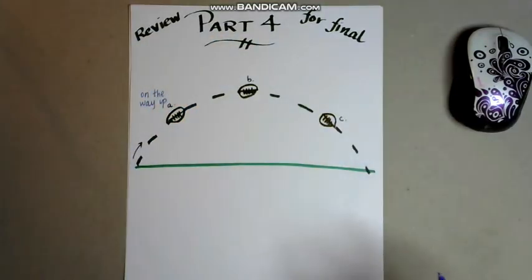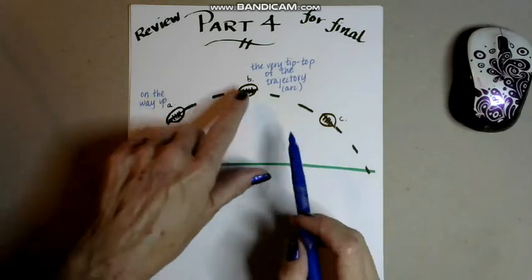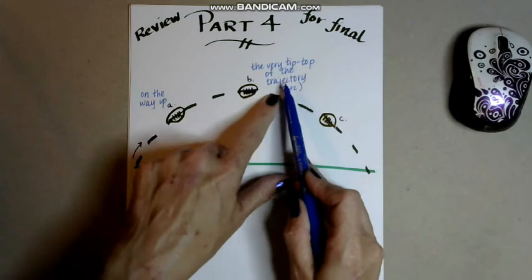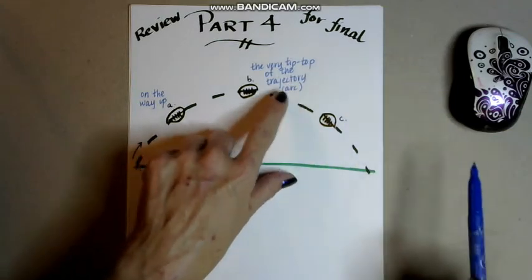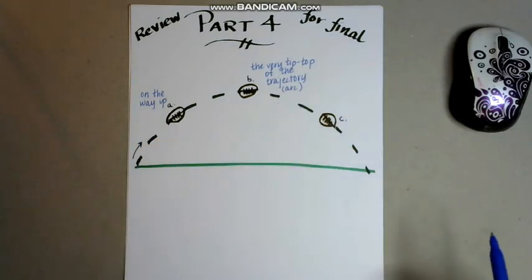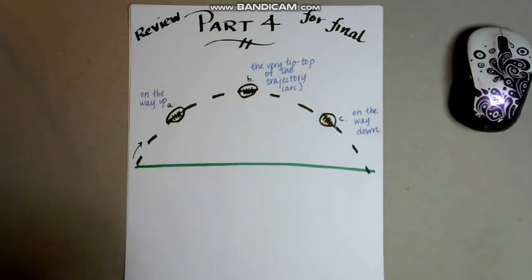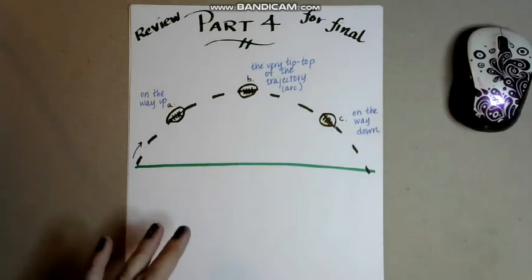Point B is at the very tip top of the arc, or we'll say the trajectory. And then finally, point C is on the way down. So I have a few different questions for you.